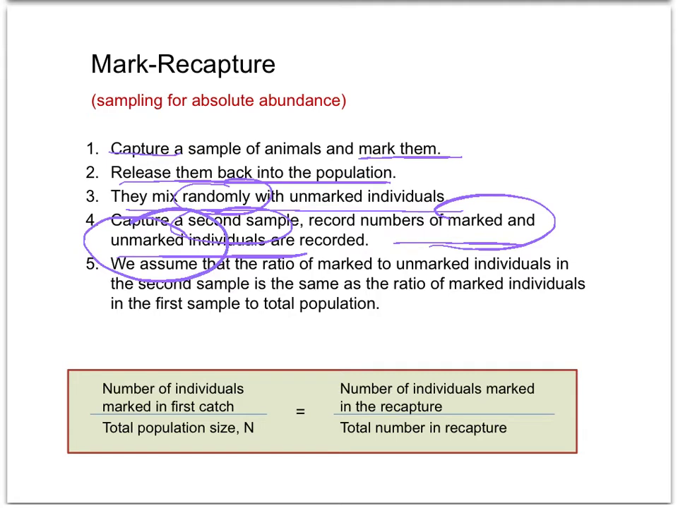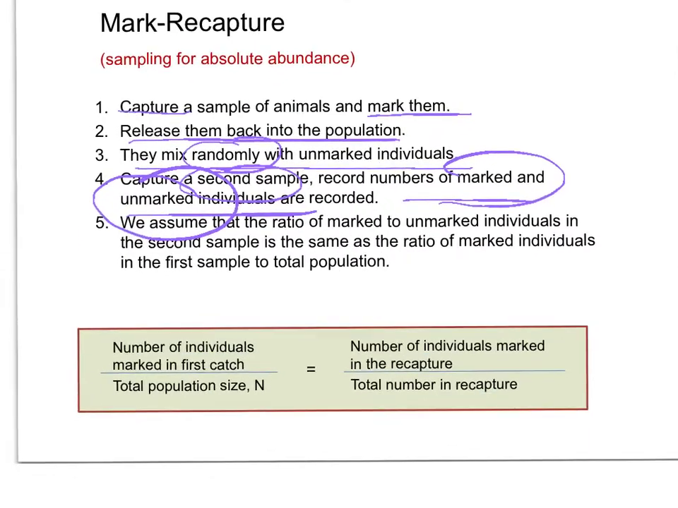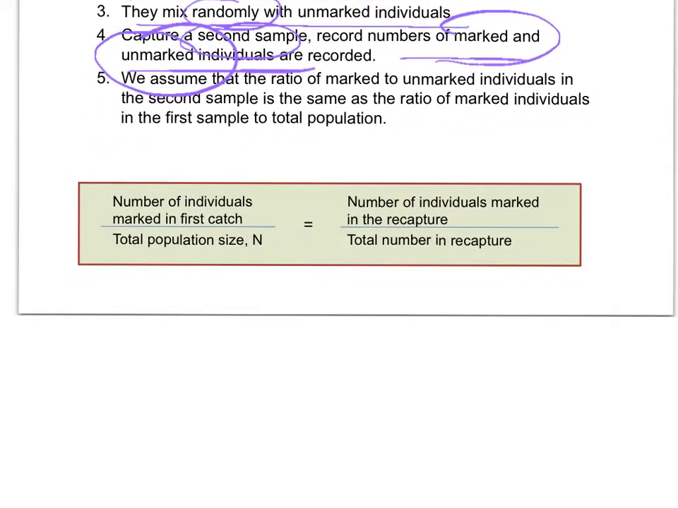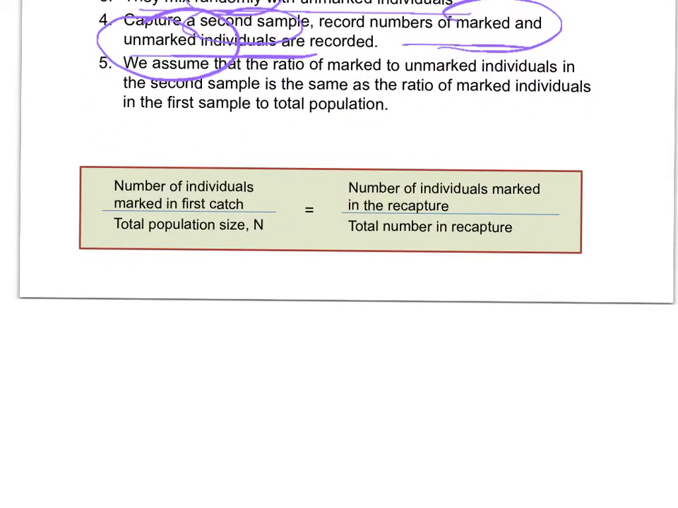So what we're doing with this method now is that we're assuming that the ratio, I'm going to move this up here, we're assuming that the ratio of the marked individuals to the unmarked individuals in the second sample is the same as the ratio of marked individuals in the first sample to the total population. Okay? All right, because here we go.